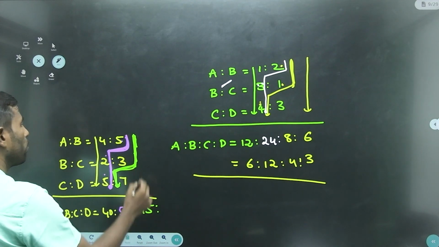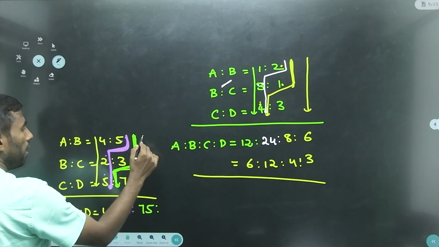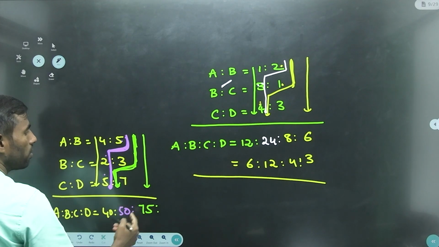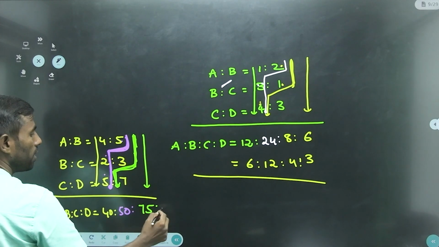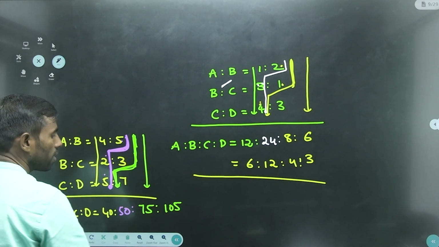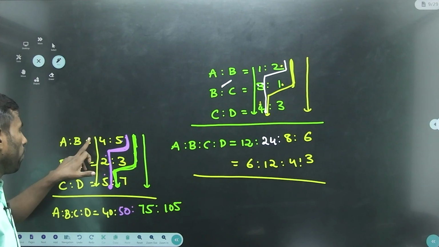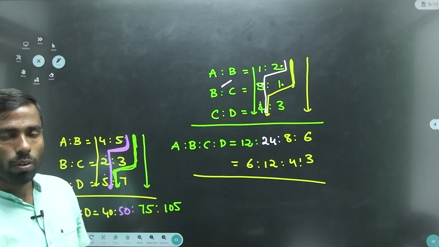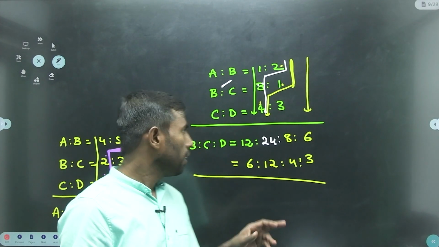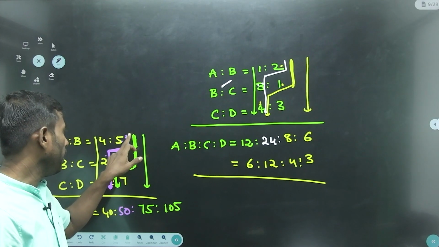Now, last value. 5 into D, that is last column. 5 into 3 into 7. 5 into 3, 15. 15 7 is 105. First value, first column. Last value, last column. Wherever common is there, start from beginning, your denominator side and come this side.